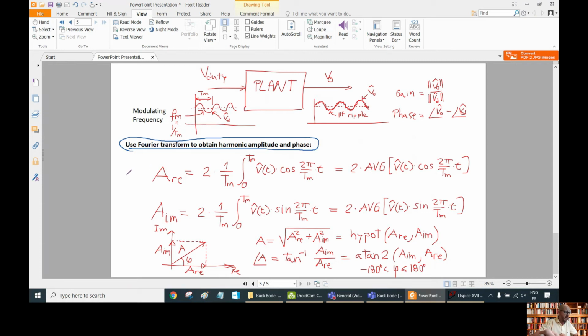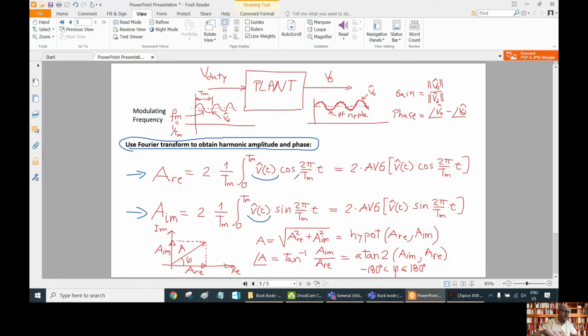Okay, and then we apply these well-known expressions here in order to obtain the real part of the harmonic and the imaginary part of the harmonic. This is just the Fourier mathematical expression, using the integral of our signal. This could be the output signal. The real part of the harmonic is 2 times 1 over the period of the modulating signal, times the integral of our waveform under study times cosine of 2 pi over the modulating period times time.